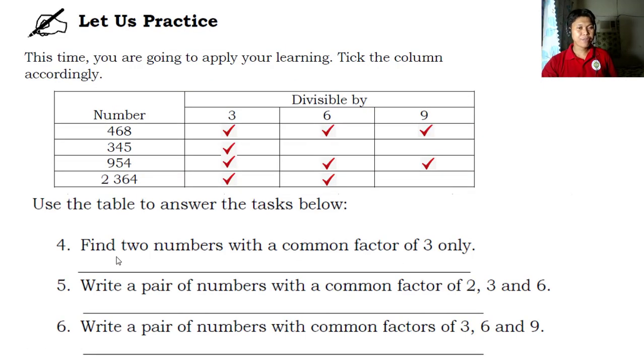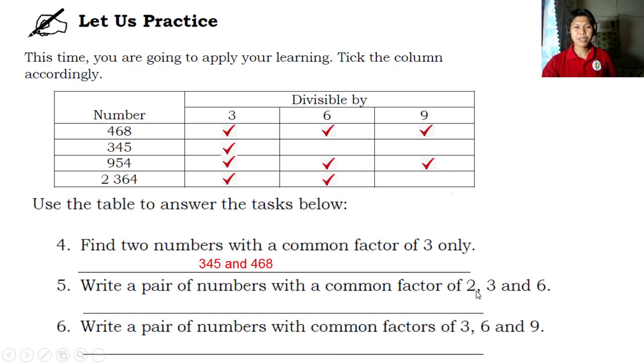So, for question number 4, find two numbers with common factor of 3 only. So, dapat naka-check siya dito sa 3. Ayan, pareha sa 3. Tapos, hindi pwede sa 6 and sa 9. So, ito lang pwede, yung 468 saka 345. Kasi, etong number na to, hindi naka-check sa 6 and 9. So, it is 468 and 345.